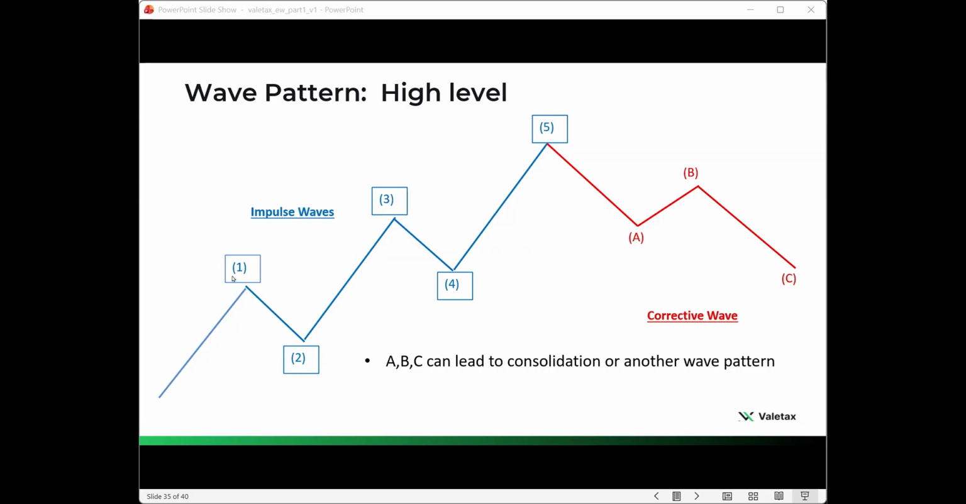starting, which could be a bullish one where you start another 1, 2, 3, 4, 5 going up, or you could start at 1, 2, 3, 4, 5 going down. Okay. And typically this will lead into a bearish Elliott wave 1, 2, 3, 4, 5, or it could lead into a consolidation pattern. Okay.